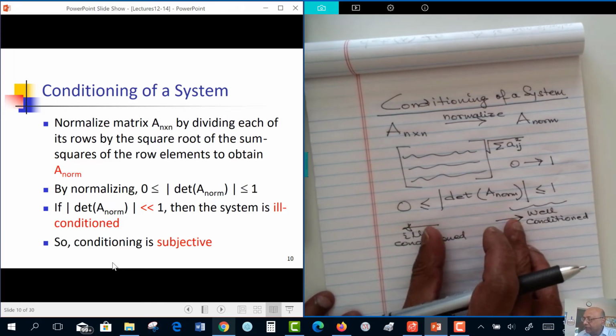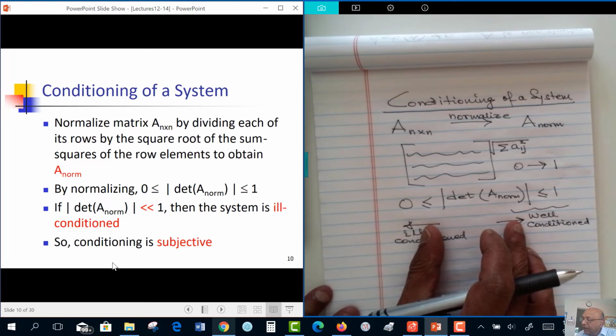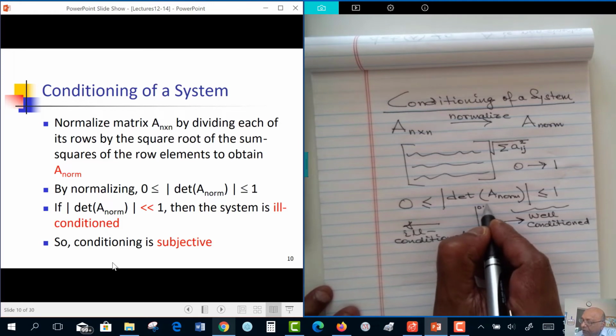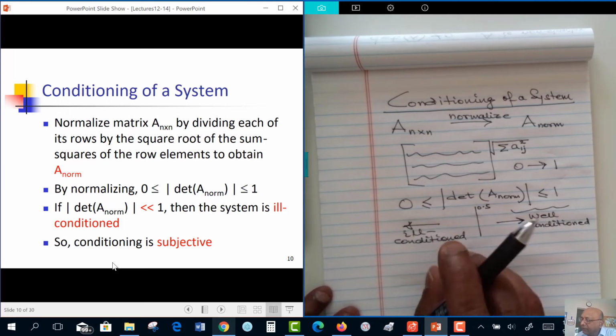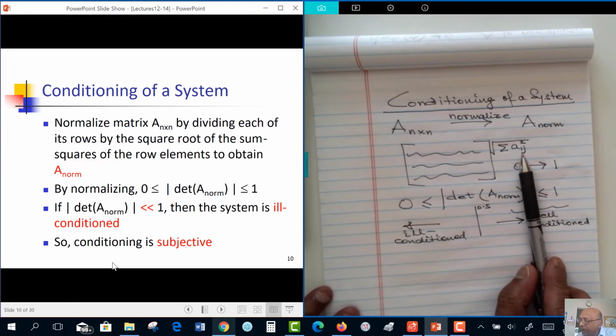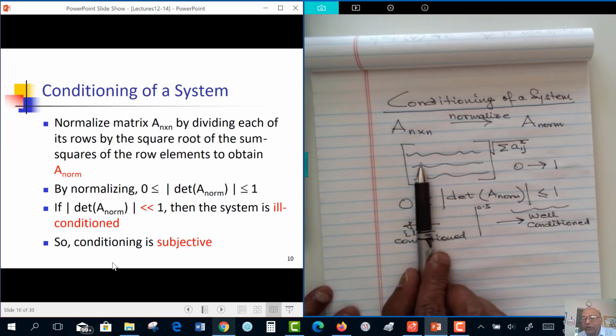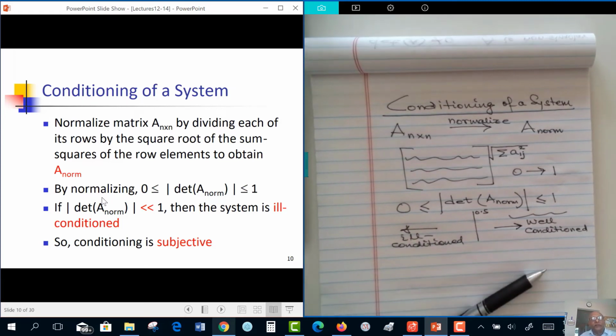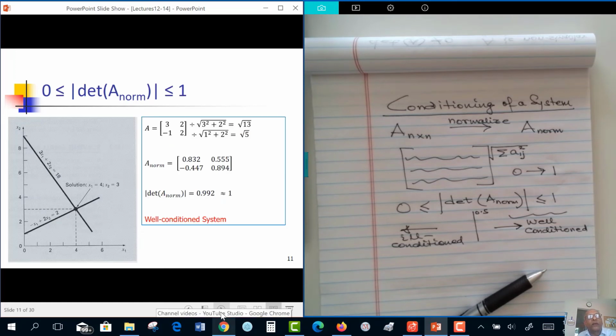So of course, this is very subjective. For our class purposes, we will use 0.5 as the midpoint, and we'll say if it is 0.5 or better, well conditioned. If it is less than 0.5, ill conditioned. But that's just for our classroom tests and quizzes. There is no such boundary between ill and well conditioning. Well, let's go back and check how good our conditioning was.